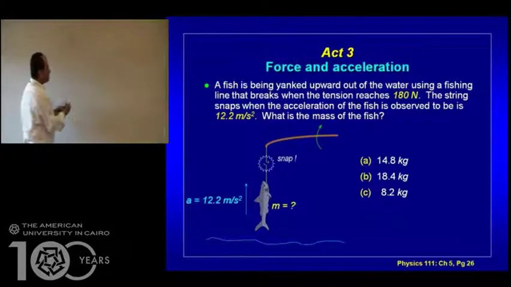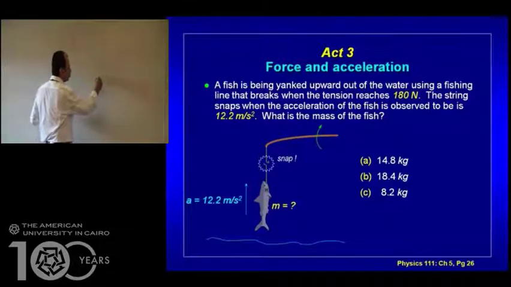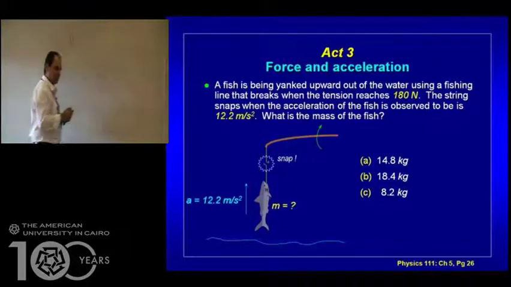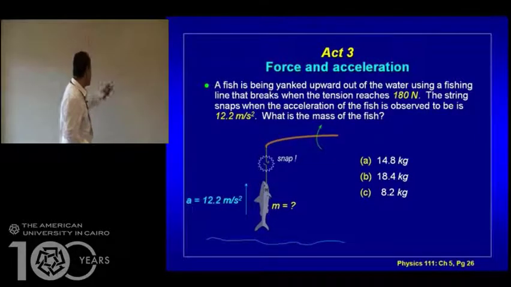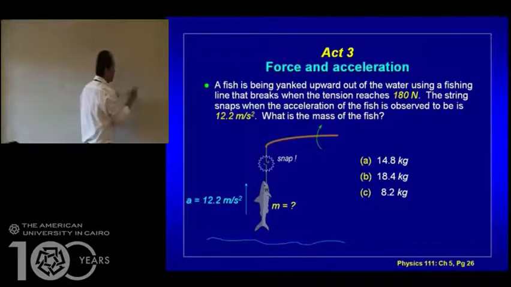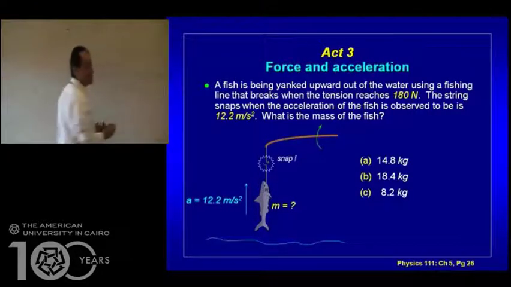This is the fish that has a mass m, which we don't know. Now let's draw the free body diagram on the fish. That's the acceleration. That whole thing moves upward. That whole thing moves with an acceleration equal to 12.2 meters per second squared. That's the acceleration.